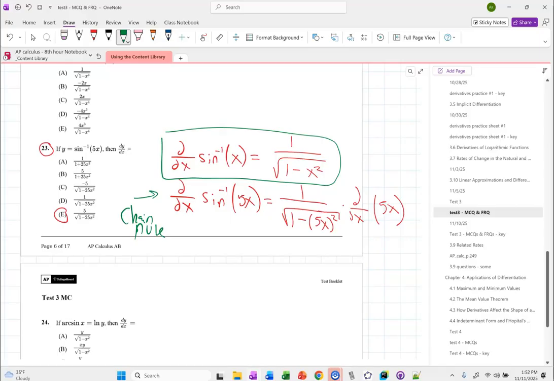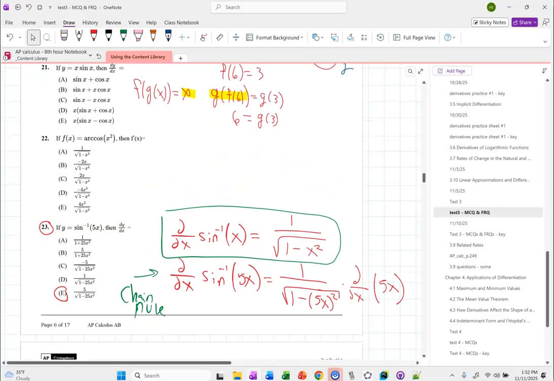Cool. So the one right above it should be pretty similar to that, right? Yep. Except what's the formula difference between sine inverse and cosine inverse? Negative. That's it. So I'm going to have the derivative of x squared is 2x, and then a negative, and then I should have x to the 4th. So I want this one.